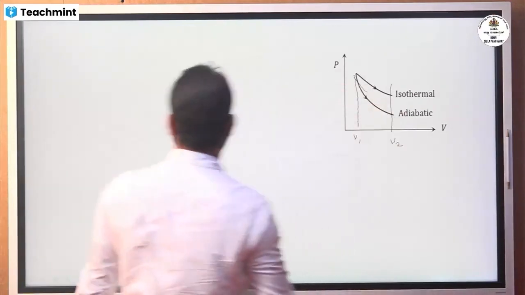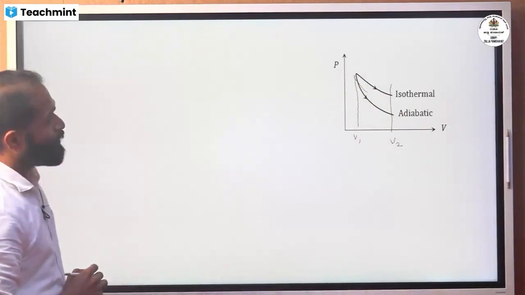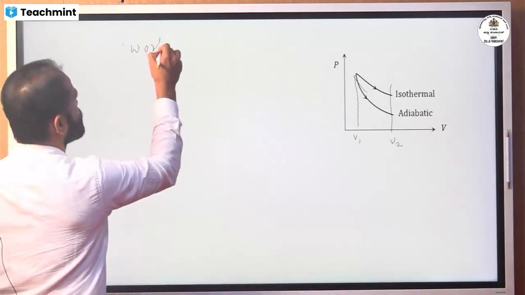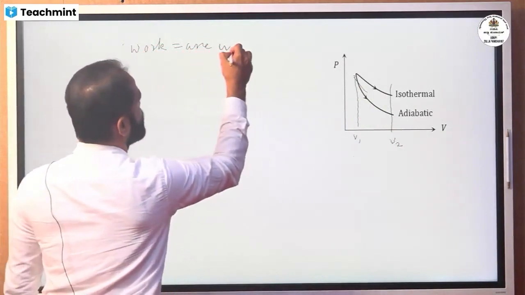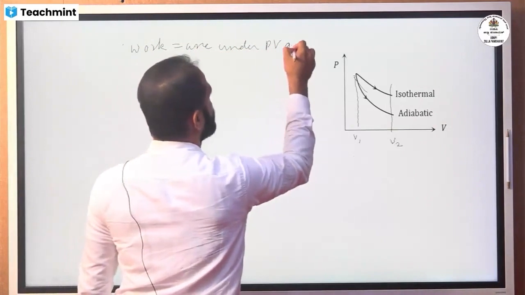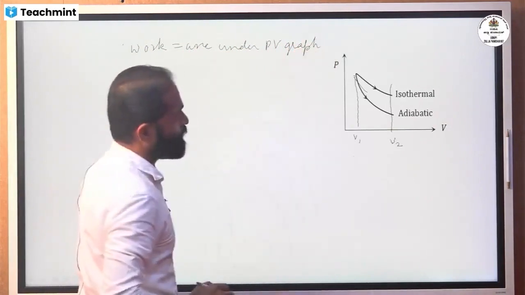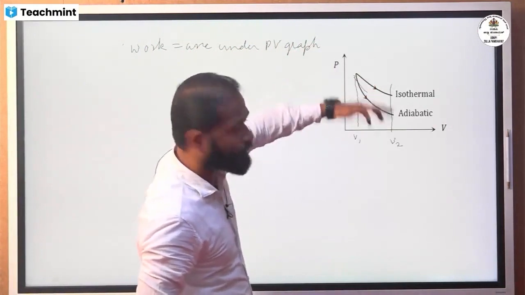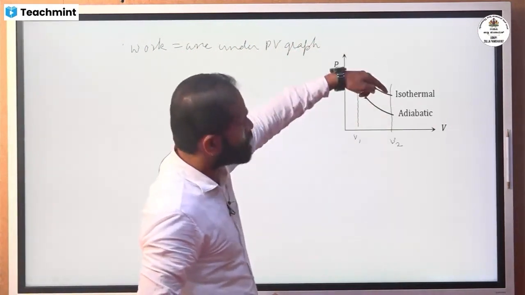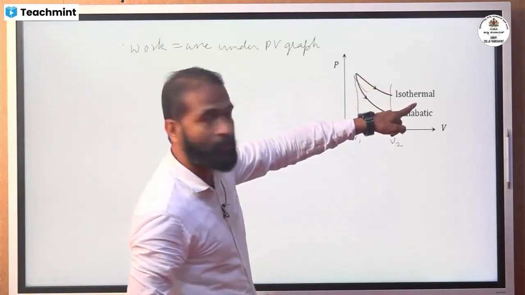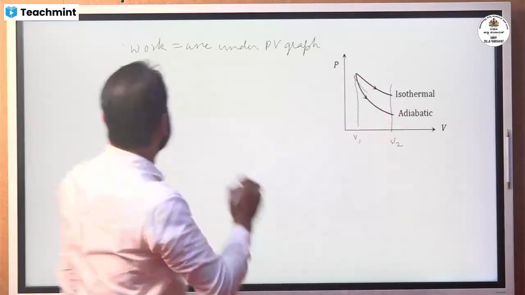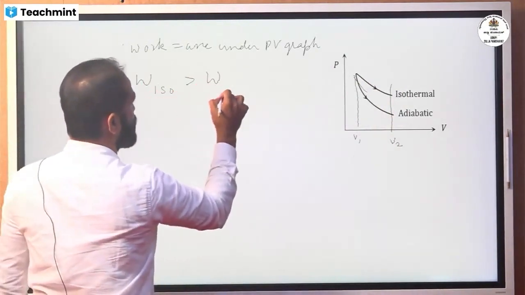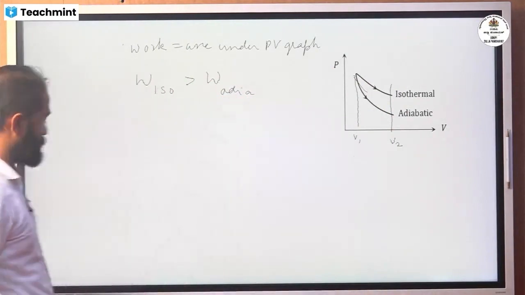But what is asked is the work done. You have to find out in which case the work done will be more. So we know that work done is simply the area under the PV graph. Now look at the adiabatic curve. The area below the adiabatic curve is less, and the area below the isothermal curve is more. That means work done in the isothermal process will be more than work done in the adiabatic process. So therefore, work done in the isothermal process will be more than work done in an adiabatic process.